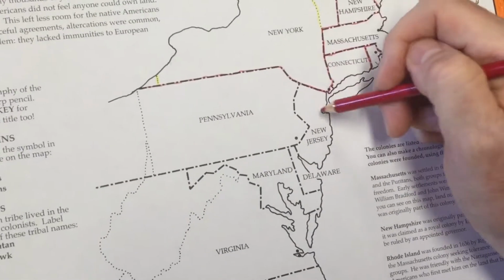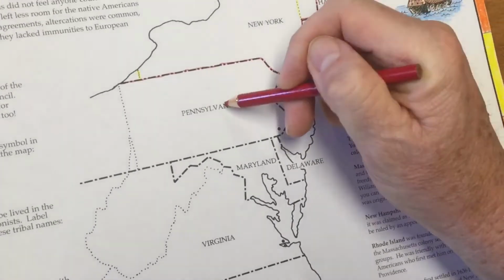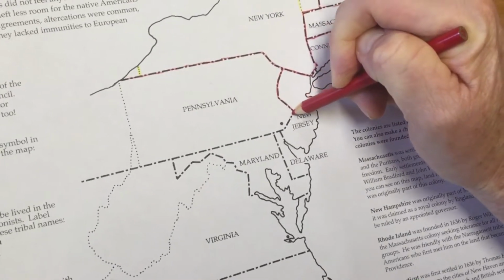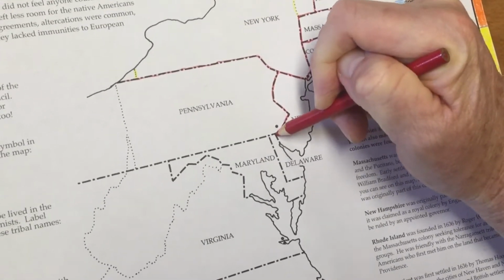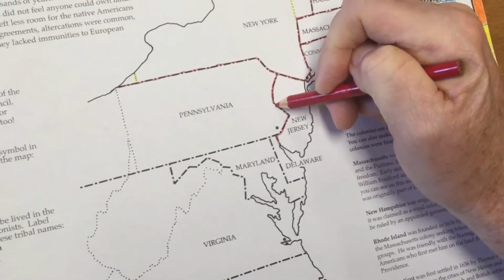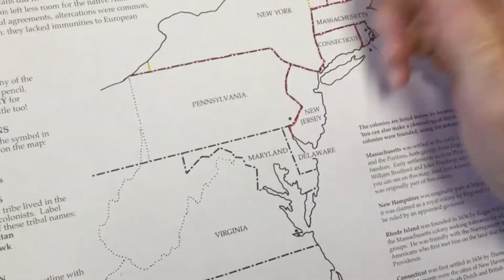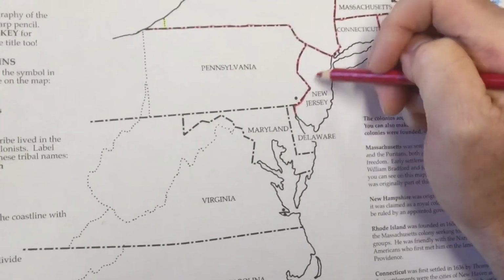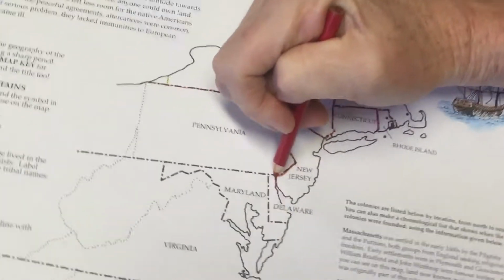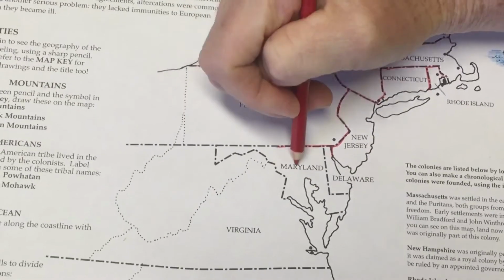Let's do the New Jersey colony first. This is the boundary between Pennsylvania and New Jersey. Pretty much the same as present day. So some of these boundary lines are just exactly how they are today too. Okay, let's go out from New Jersey and do the boundary between Pennsylvania and Maryland.